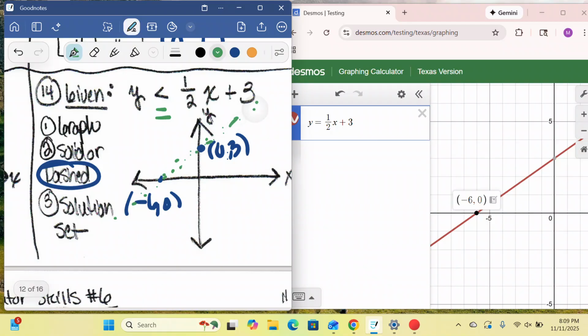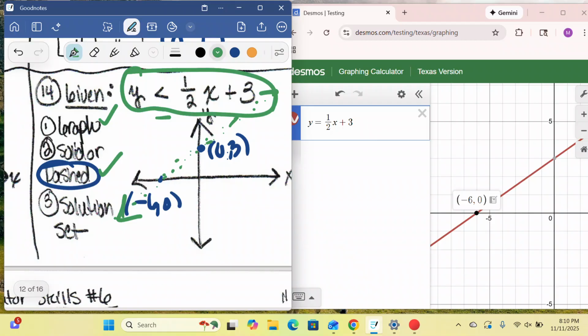Why is it a dashed line? Because, of course, it does not include that line. I already selected that it's a dashed line because, looking at this equation, it doesn't have an equal sign on the bottom. I added it just to graph it, but again, the main equation does not have the equal sign.